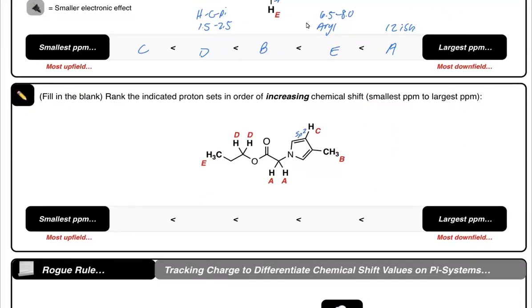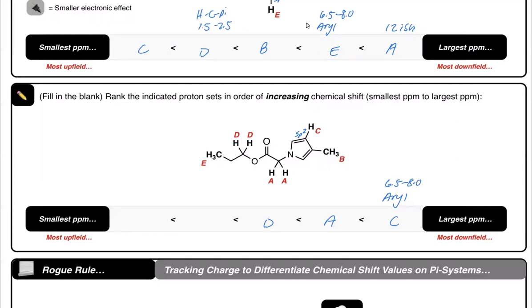Looking at our next structure, starting with the most downfield shifting proton, I'm seeing that proton type C here is on an sp2 hybridized carbon, and the others are not. So C would be the most downfield. And notice that's technically aryl as opposed to vinyl. So that would be 6.5 to 8, and that's because this is an aromatic ring. Okay, aryl essentially just means aromatic ring, like a benzene ring, or here this is a pyrrole ring, which is aromatic, 6.5 to 8.